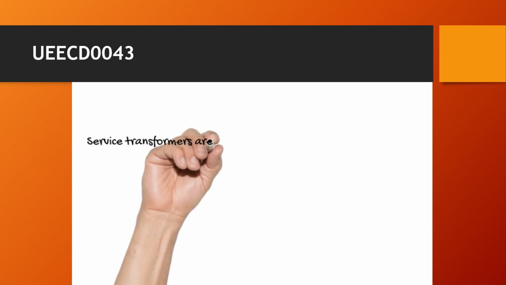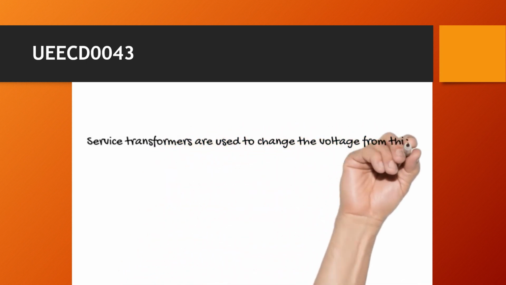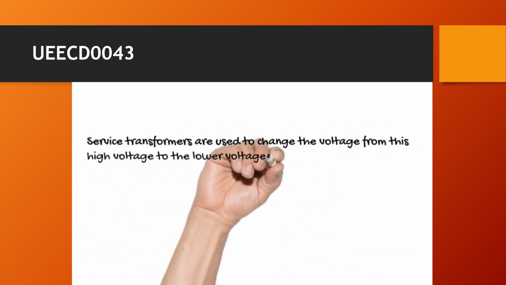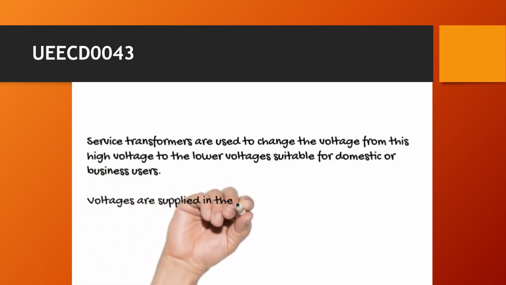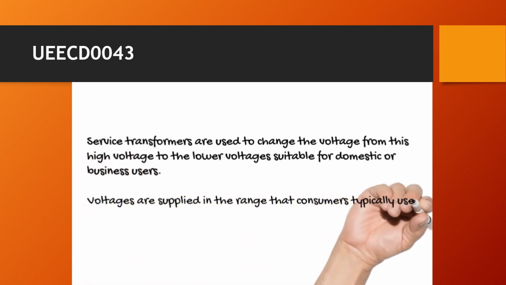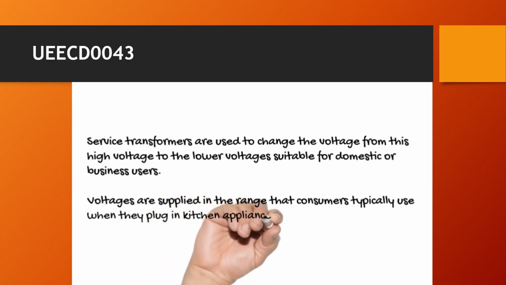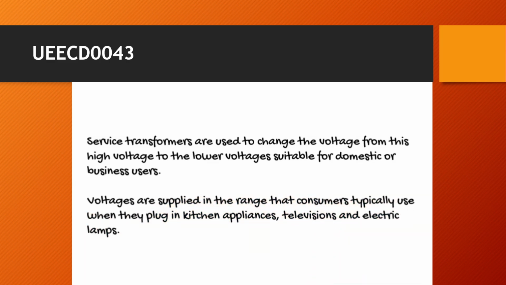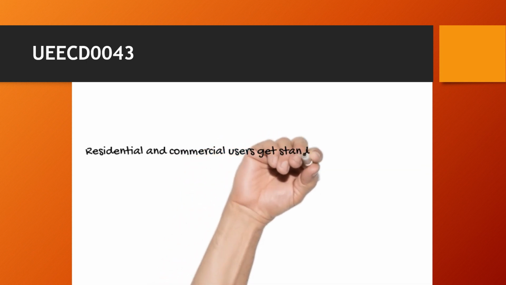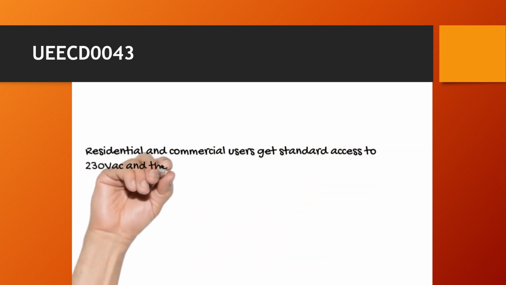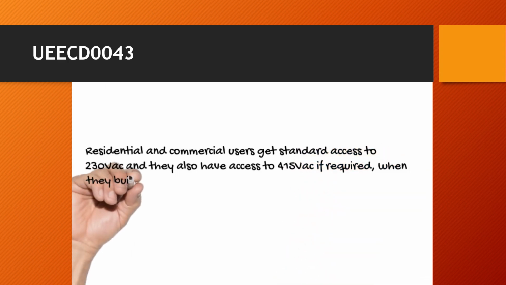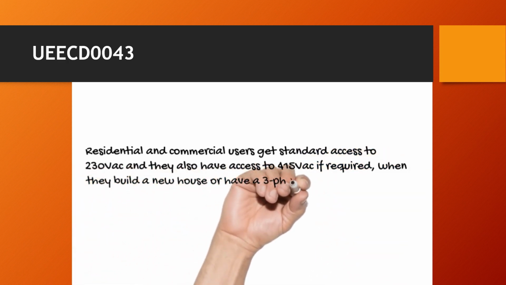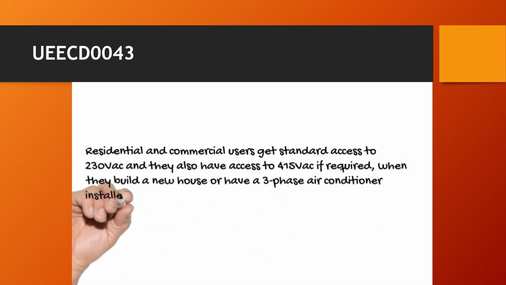Service transformers are used to change the voltage from this high voltage to the lower voltages suitable for domestic or business users. Voltages are supplied in the range that consumers typically use when they plug in kitchen appliances, televisions and electric lamps. Residential and commercial users get standard access to 230 volts AC, and they also have access to 415 volts AC, if required, when they build a new house or have a 3-phase air conditioner installed.